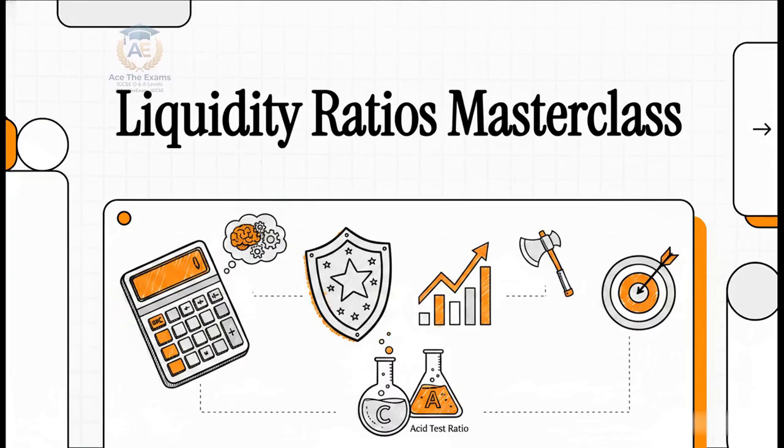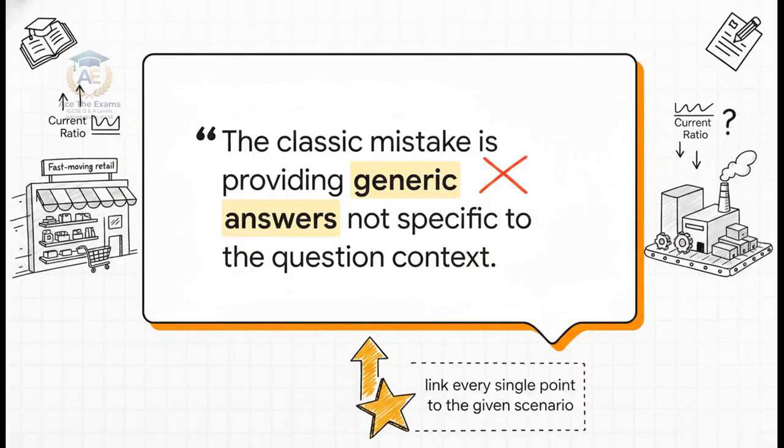If you don't step back and think strategically like an examiner, you are going to bleed marks on questions you actually know the answers to, and we definitely don't want that. I want you to really listen to this quote, pulled straight out of the official Cambridge Principal Examiner reports. It says, "The classic mistake is providing generic answers not specific to the question context."